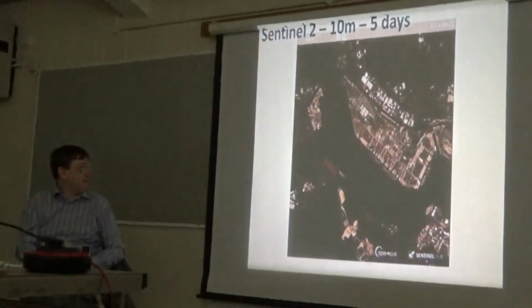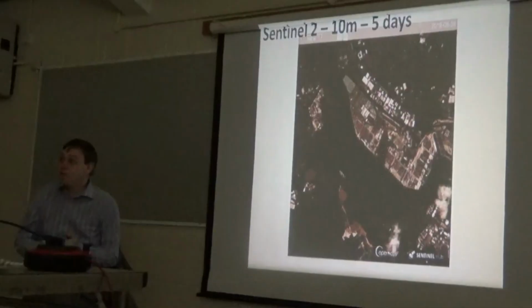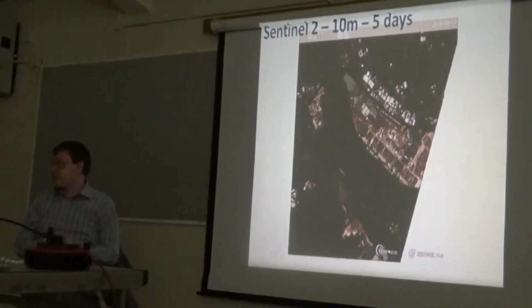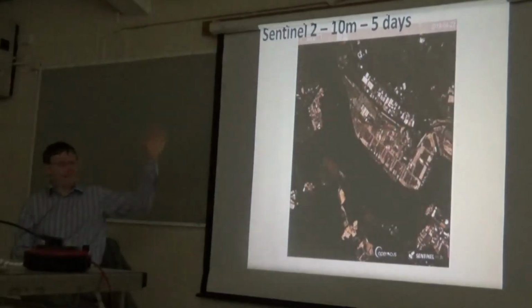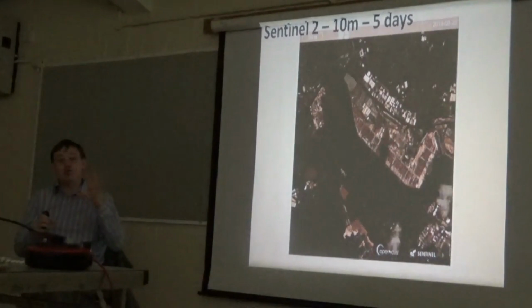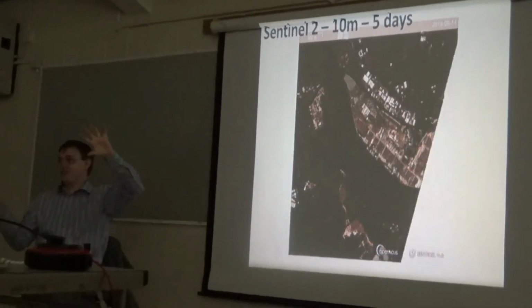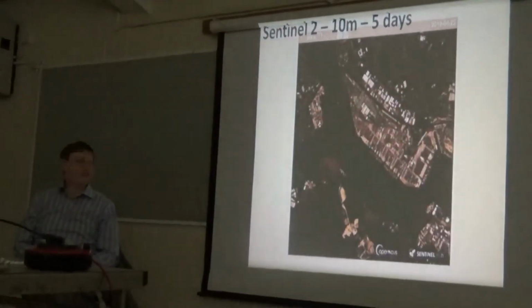This is a series of images from Sentinel-2. Sentinel-2 is a newer satellite run by the European Space Agency, and it produces data at a bit higher resolution. This is 10 metres, so every 10 by 10 metres on the ground. Because they've got two satellites spaced apart from each other in orbit, you actually get data every 5 days.